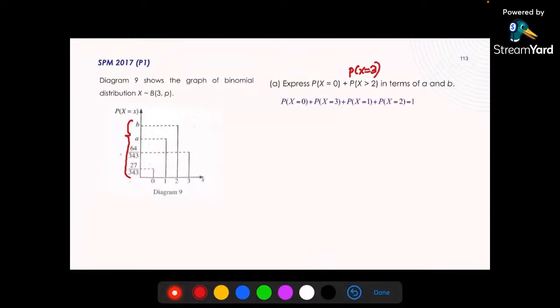So you write it at this one. P(X = 0) tambah P(X = 3) tambah A tambah B equals to 1. This one kita tulis semua. Right? And then kita masukkan the value here dan dia nak cari 0 dengan 3, dia nak cari yang ini je. So senang je, dia akan jadi P(X = 0) tambah P(X = 3) tambah A tambah B equals to 1. So at the end kita akan dapat this is the answer, 1 minus A minus B.